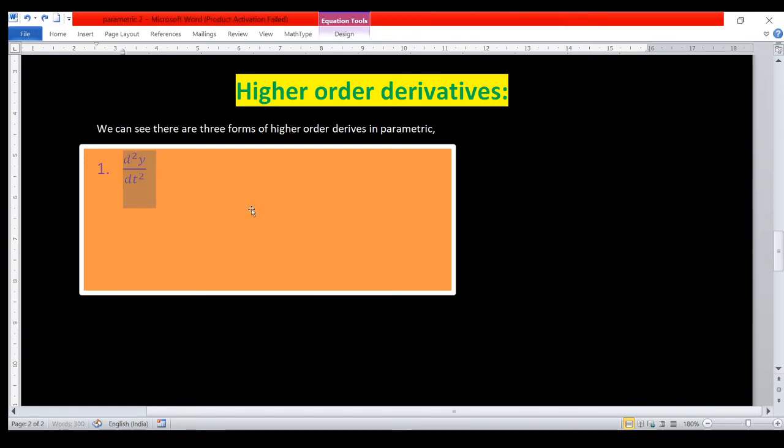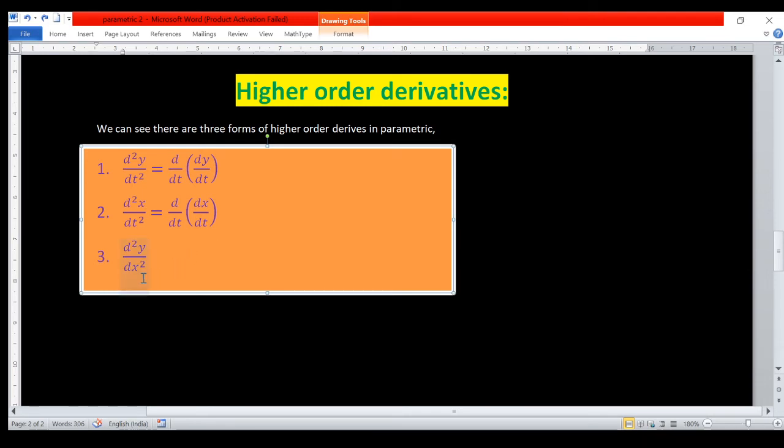First, d²y/dt². Here y is differentiated with respect to t twice, so it is called the second order derivative of y with respect to t. This is the symbol. How to get that value? You have dy/dt, and you have to differentiate it with respect to t again. That is the meaning of this. Second, d²x/dt². What is meant by d²x/dt²? It is obtained by differentiation of dx/dt. Third one, d²y/dx².